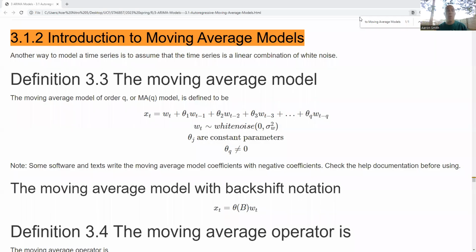Hi, in this video, we want to introduce moving average models for time series. The idea is that, in a regression type manner, we are going to assume that we have another time series of Gaussian random variables, which are white noise, and we're going to take a linear combination or possibly an average of those, and that is going to manifest the time series that we actually see that we're interested in modeling.